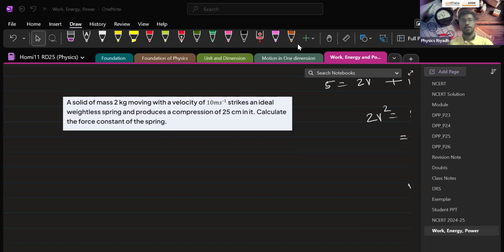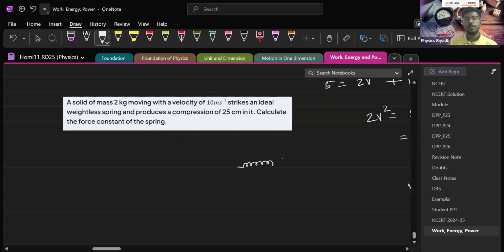So, sir, compression means we can take it as displacement, right? Yes, definitely. If this is the mean position of the spring and you compress it like this, then this is the new displacement from the mean position. You're compressing it towards the left.